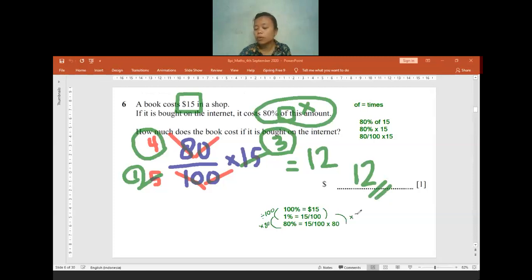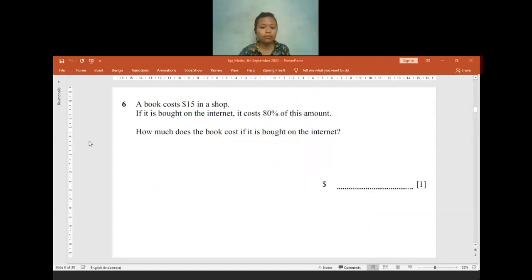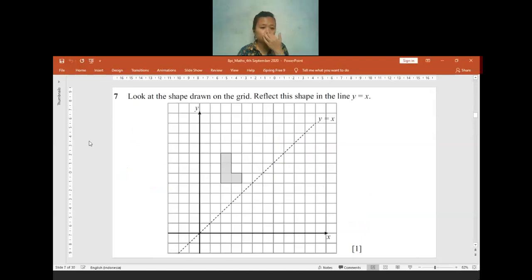Yes, Alvin, can you repeat what you said before? Already clear. Okay, if everything's clear, I will move to question 7. Can I move to question 7, or is there anyone who wants to clarify anything? No? Okay. Question 7 then.